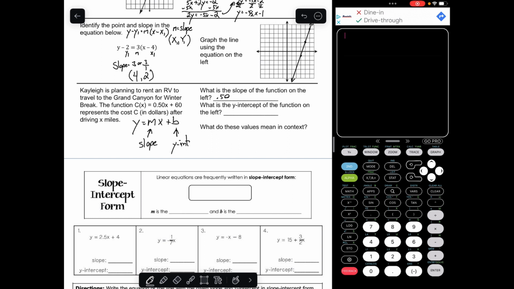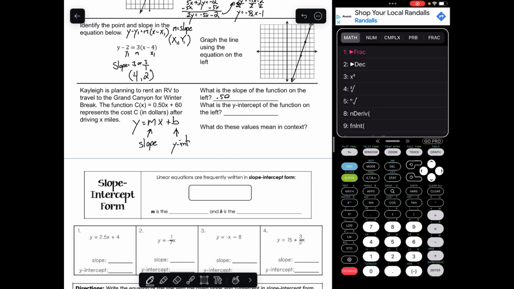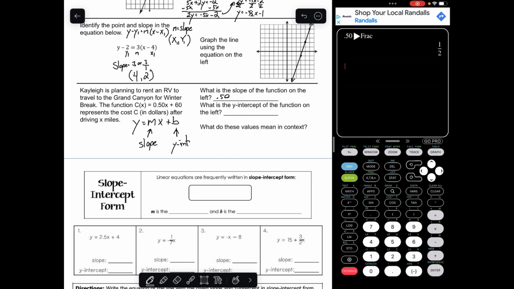Now, if the question asked you to write that as a fraction, which slope is usually as a fraction, if you have your calculator, you can go and hit 0.50, then hit the math button over on the left and hit enter, enter, and it'll turn it into a fraction. And that shows you that that's 1/2. Hopefully, you can look at 0.50 and recognize that that's 1/2. But if you get a wonky decimal or you're just unsure and you want to double check yourself, you can use your calculator to do that work for you.